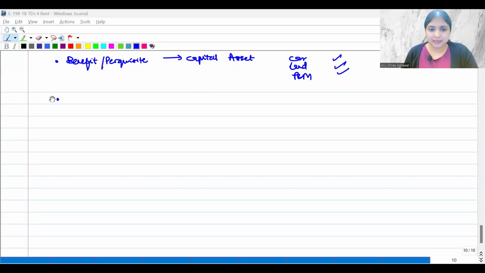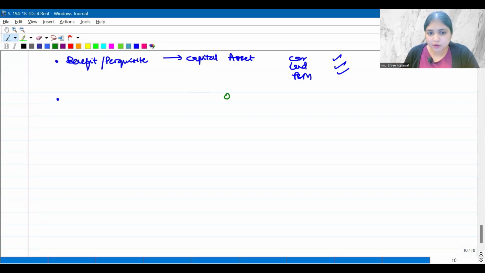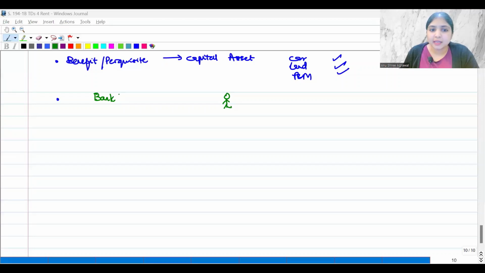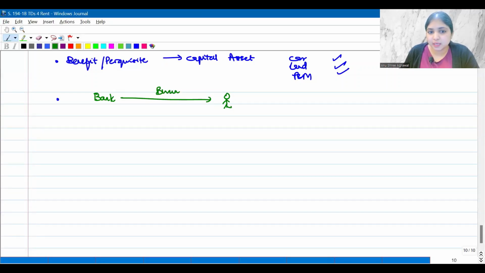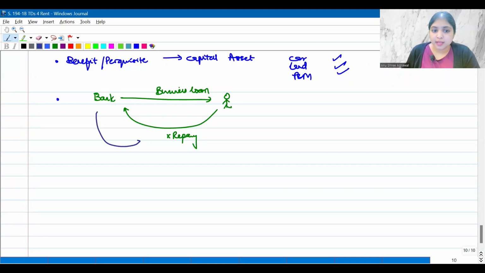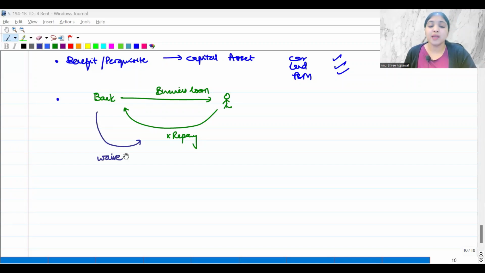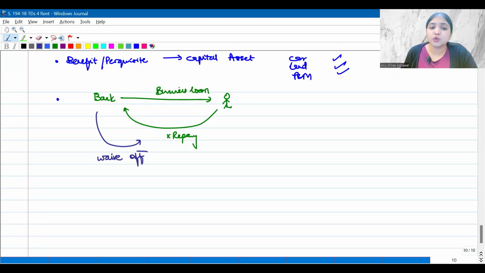Then listen to my next extra point under section 194R. Let us say there are 2 people in the story. We have green on one side, and on the other side, let us say we have a bank. Now this bank had given a business loan to Mr. Green. This loan was with respect to his business or profession. But Mr. Green is unable to repay the business loan. Because he is unable to repay it, the banker is waiving off the business loan. The bank is saying no need to repay the business loan, I am waiving it off.